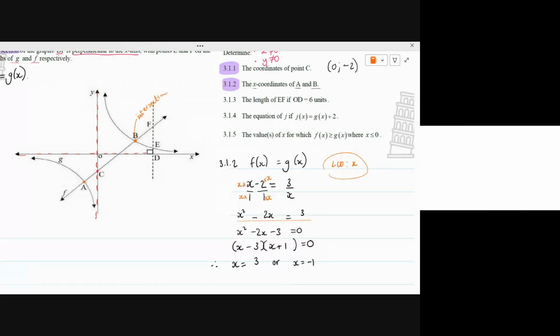So x times x will give us x squared, negative 2 times x is negative 2x, and 3 already had the x as a denominator, so I don't have to multiply it by anything. So that just stays 3. And once they all have the same denominator, if there's an equal sign in between them, and they all have the same denominator, we can just drop the denominator.